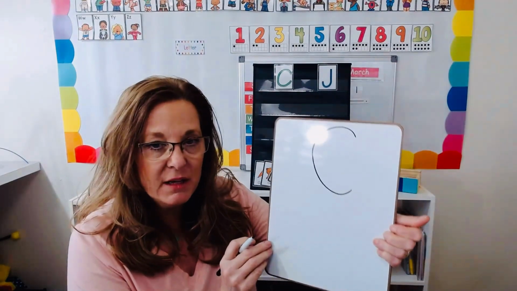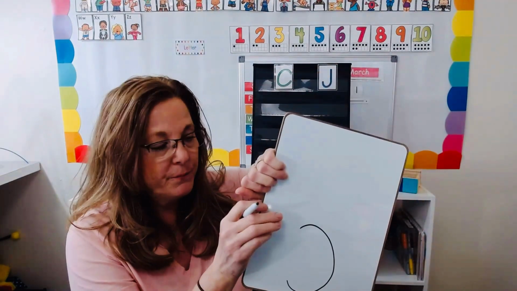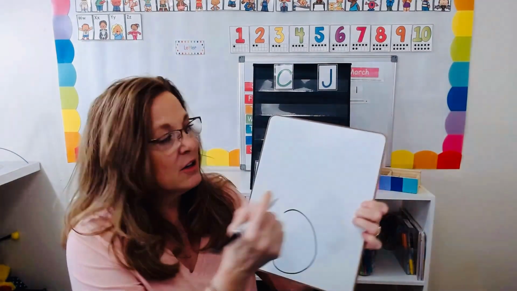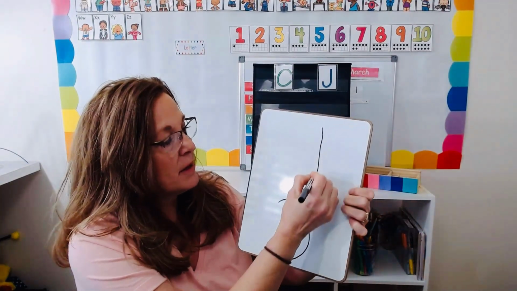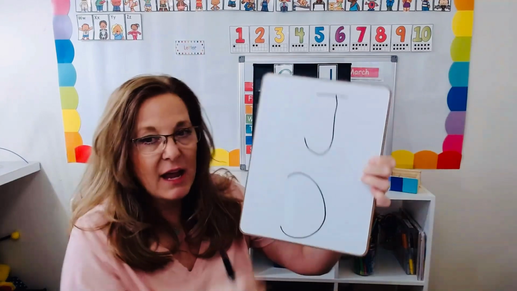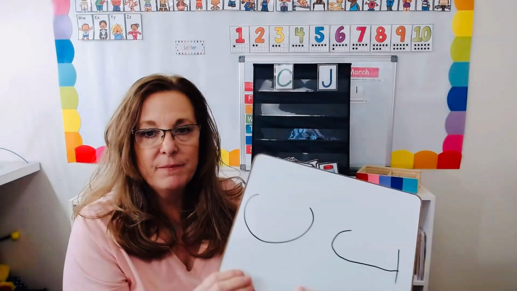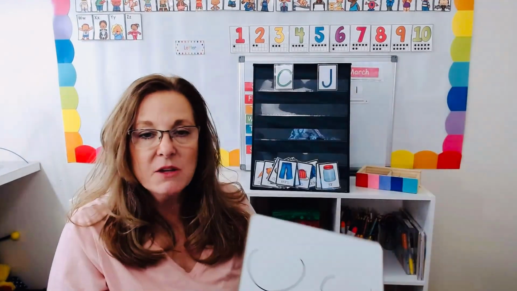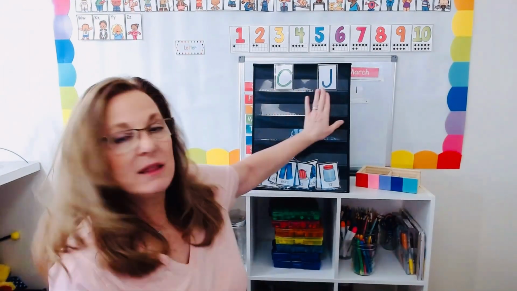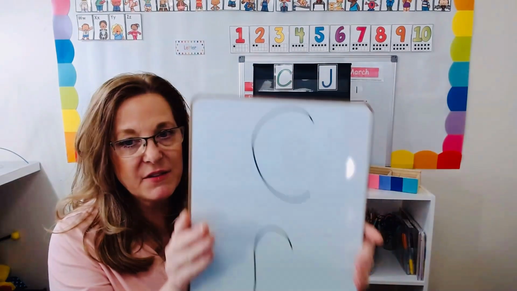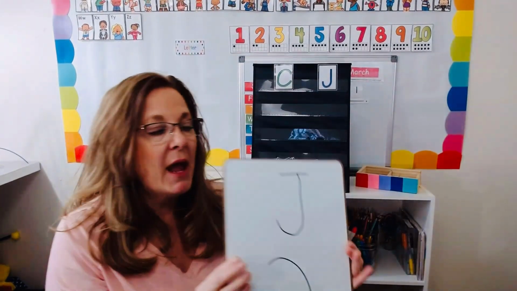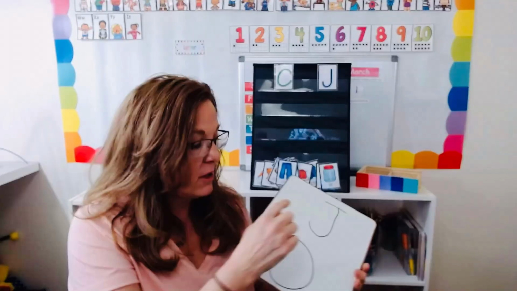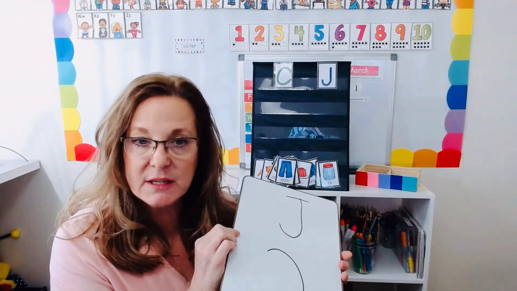And then I want them to flip their board over, and we're going to write the letter J. Start at the top, come down, curve. So they have J and they have C. So we're sorting these beginning sounds, and I'm assessing them based off if they understand if it starts with a C or if it starts with a J. And they'll hold their board up to the screen so that we can see.